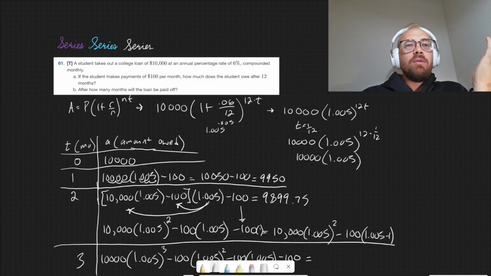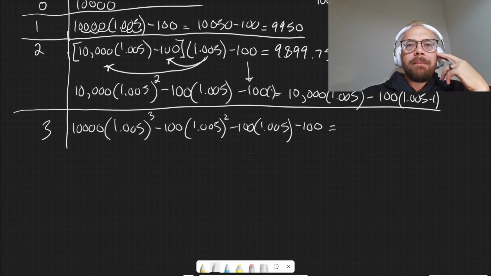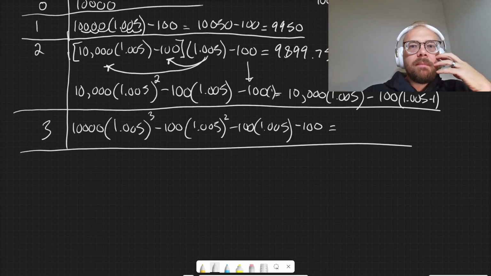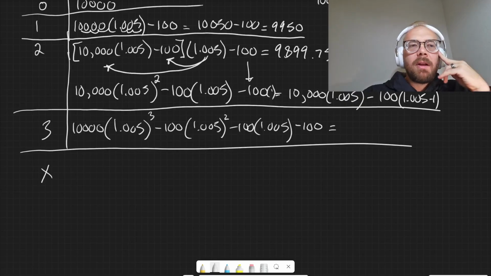Yeah, if the student makes payments of $100 per month, how much does the student owe after 12 months? So after 1 year, right? So after 12 months, after 1 year. And so what's the formula? What about if I want some sort of x amount of months, right?